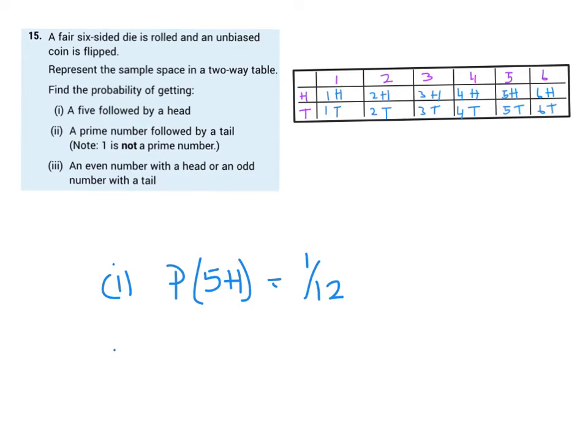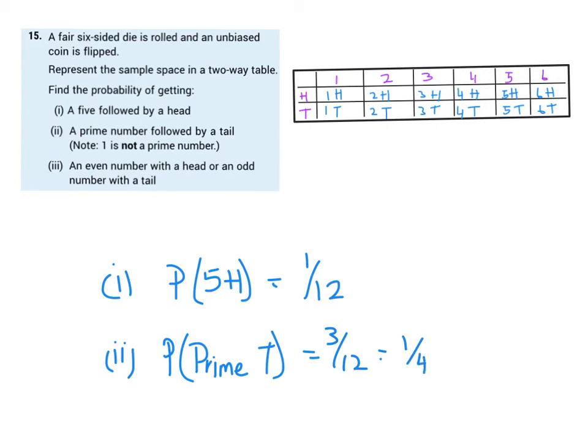The next one is the probability of a prime number followed by a tail. So that's P of prime, comma T. How many instances of that occur? Well, 2 is a prime, 3 is a prime, and 5 is a prime. So we have 3 out of 12, which is a quarter.